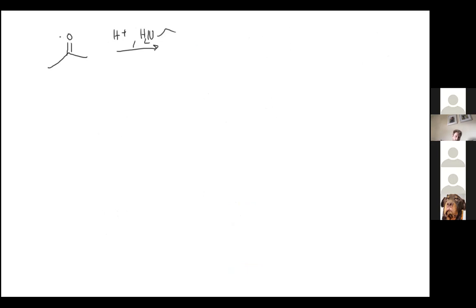We are going to pick up a proton on our carbonyl. This is always our first step. From here, our nitrogen can attack.